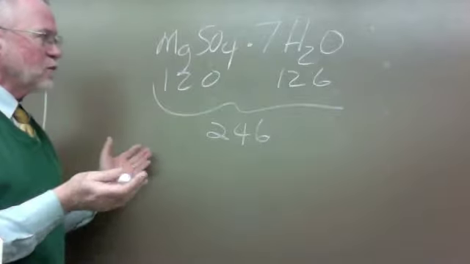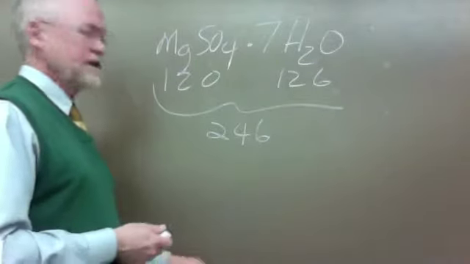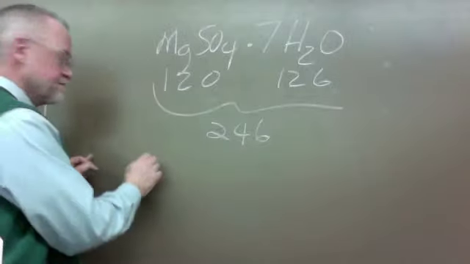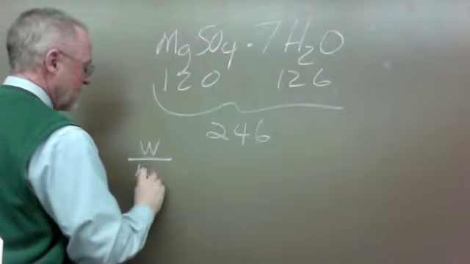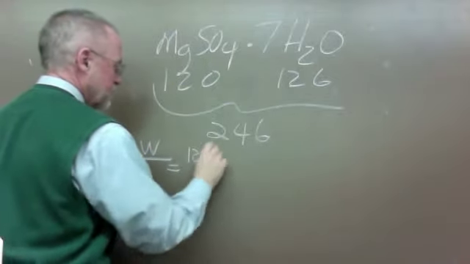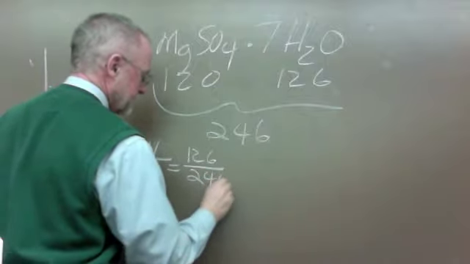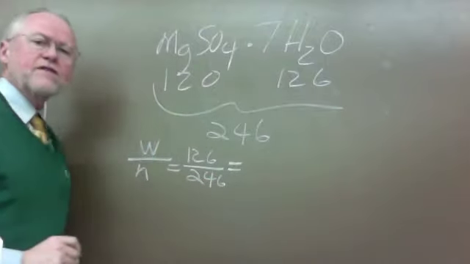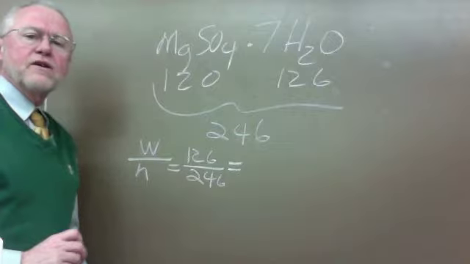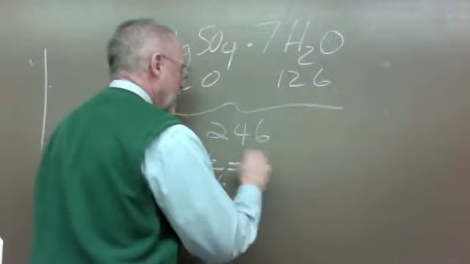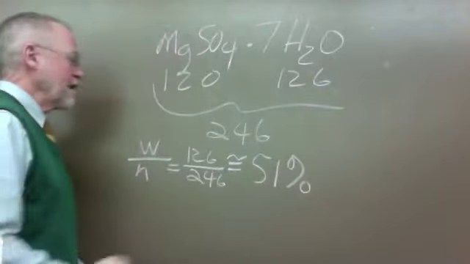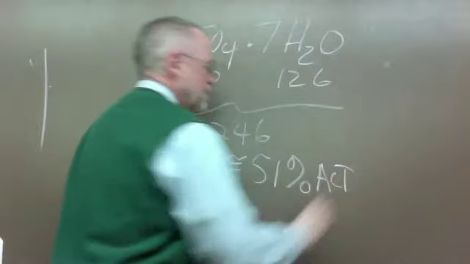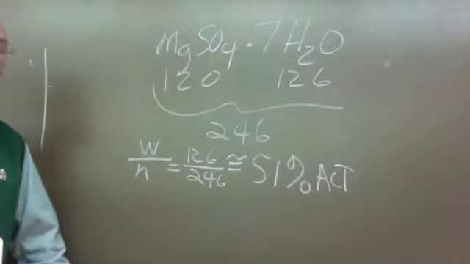Okay, now how much of that is water? Well, I'm thinking you can see now that the water is going to be, so we'll put the water over the hydrate. The water part is 126 over 246. Okay, and if you divide that and multiply by 100, that means about 51%. So that would be called the actual percent of water in the hydrate.